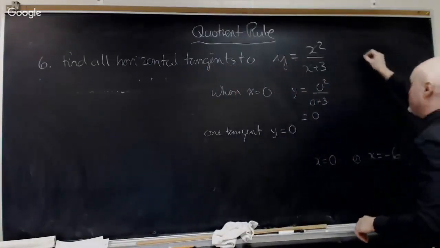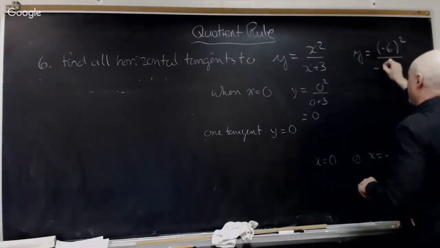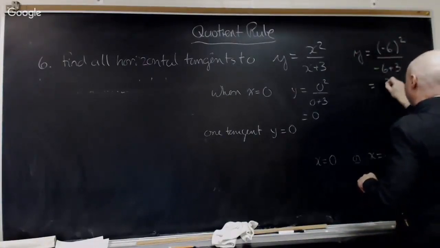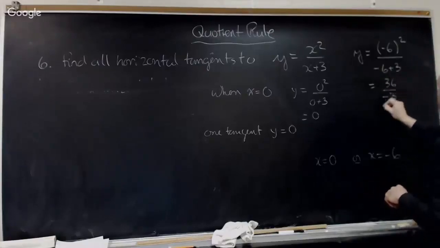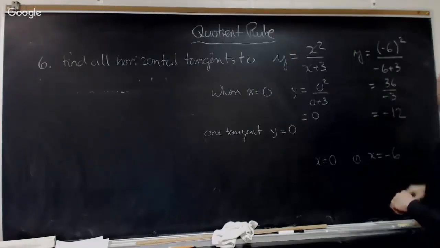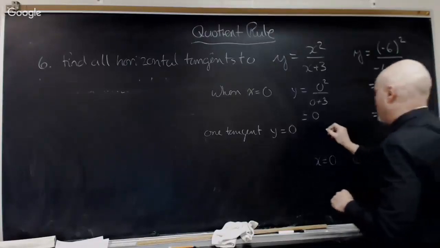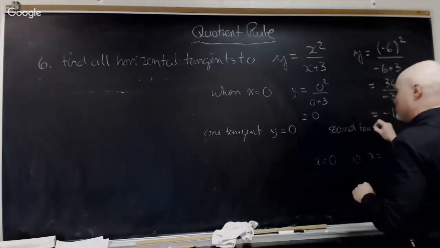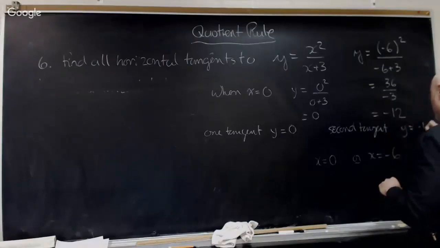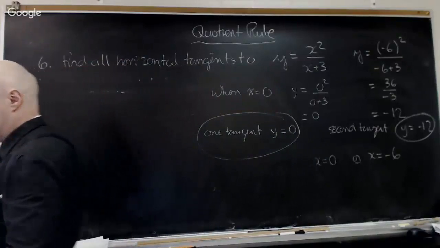My next one is y equals -6 squared over -6 plus 3, which is equal to 36 over -3, which is just -12. Did I get that right? Yes, I think I did. And so the second tangent is y equals -12. Okay, so there are the two equations of the horizontal tangents.